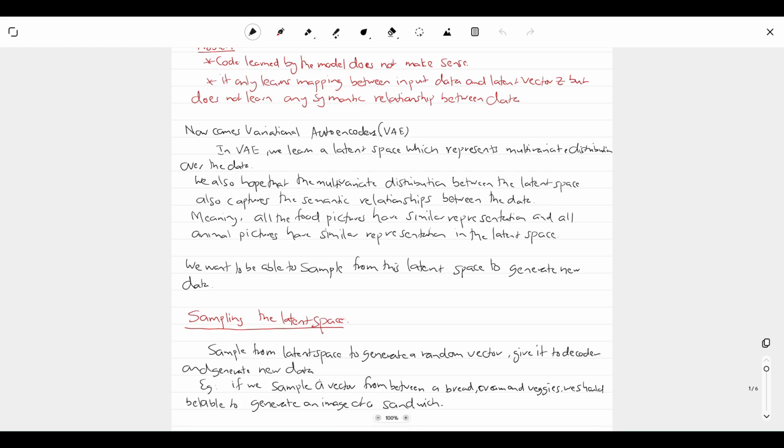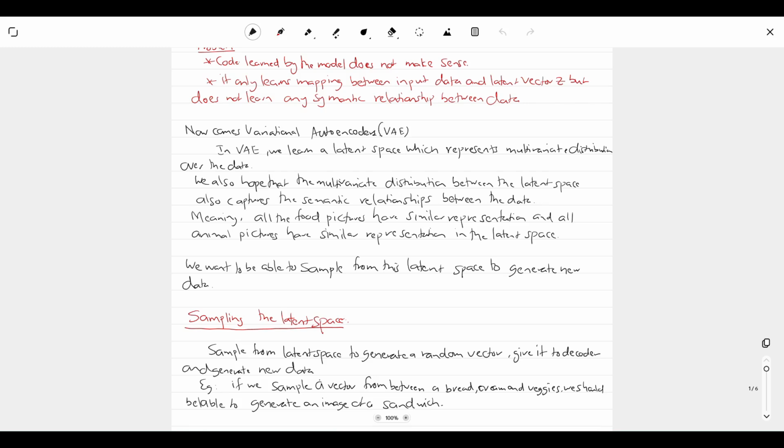And why do we want this meaningful, smooth organization in our latent space? Because it allows us to finally sample from this latent space to generate new data. Meaning, we can sample a random vector from the latent space, give it to the decoder, and generate brand new data that the model has not seen yet.